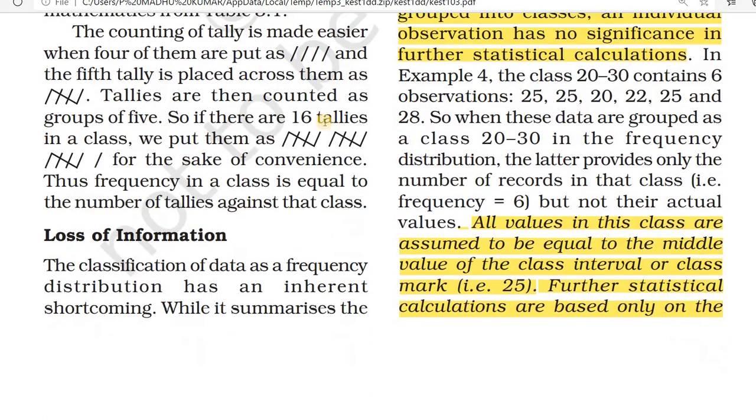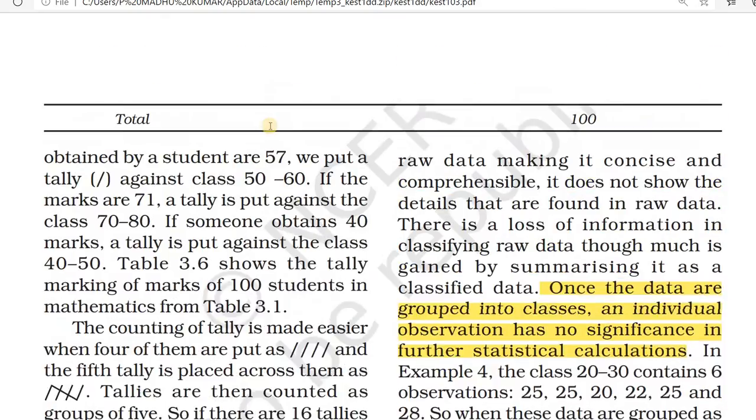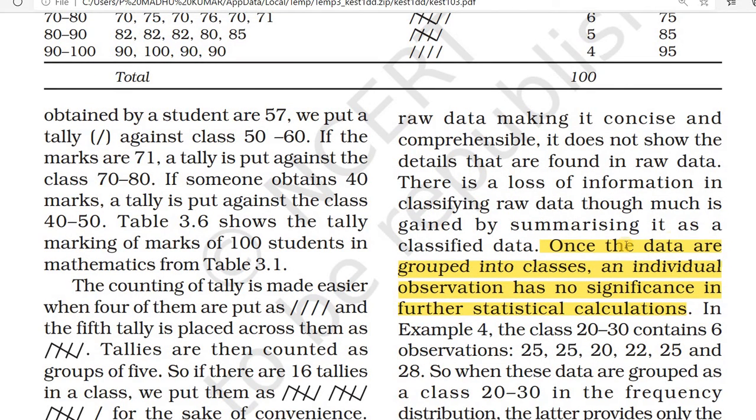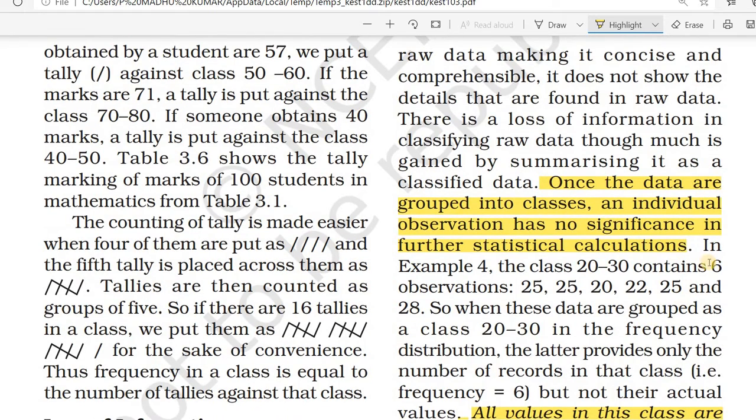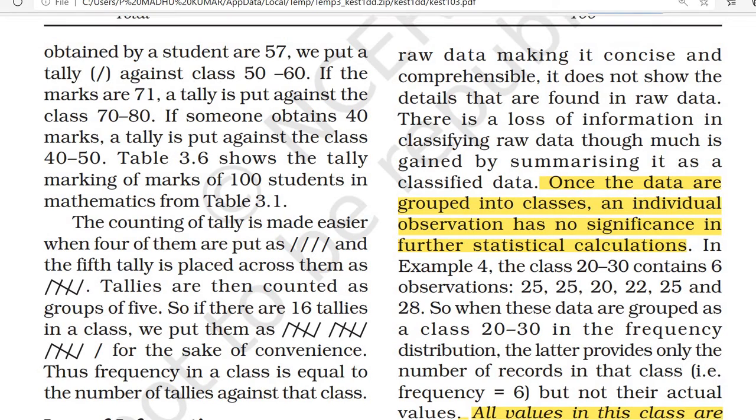Last class we studied about loss of information. Once the data are grouped into classes, an individual observation has no significance in further statistical calculation. Here you can see 6 observations, 25, 20, 22 like that. When the data are classified into groups, there is no value for that individual observation.